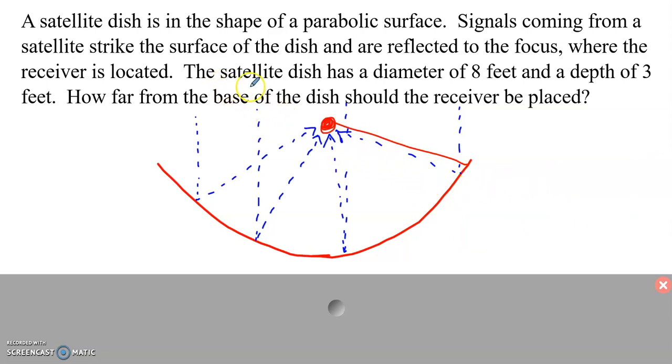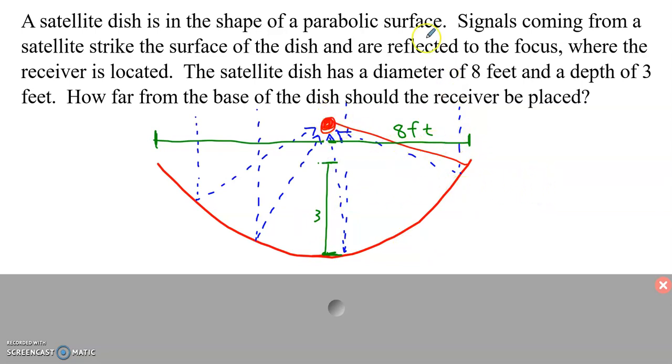So where should the receiver be placed if the satellite dish has a diameter of 8 feet and a depth of 3 feet? So basically the diameter, from there to there, is 8 feet, and this has a depth of 3 feet. From where the top of it is to there is 3 feet.